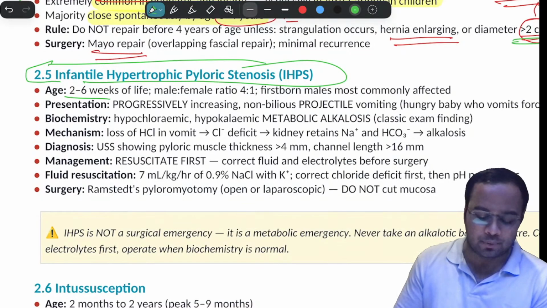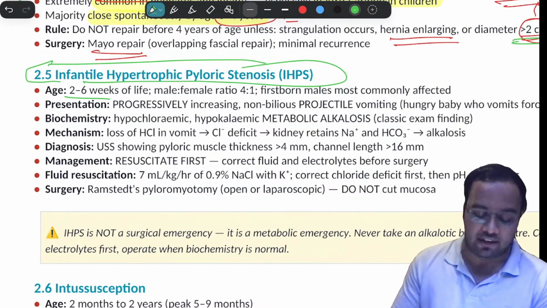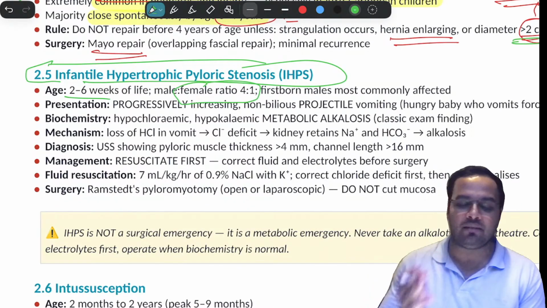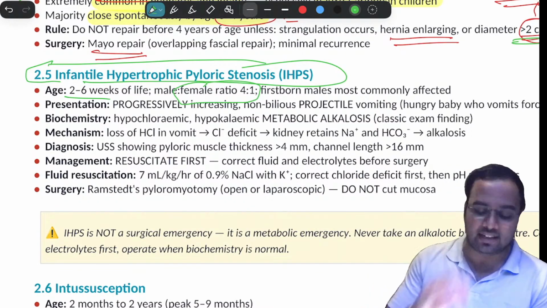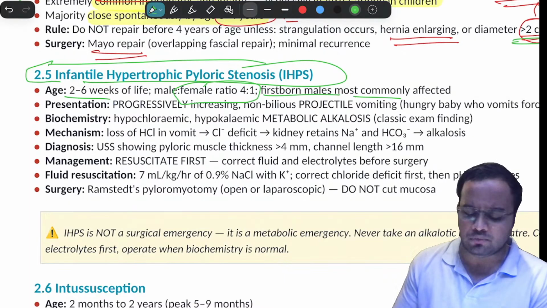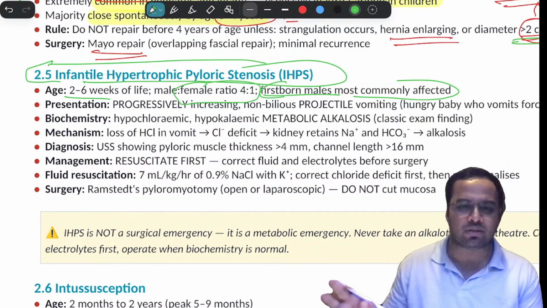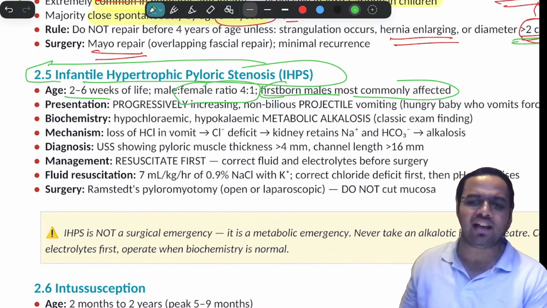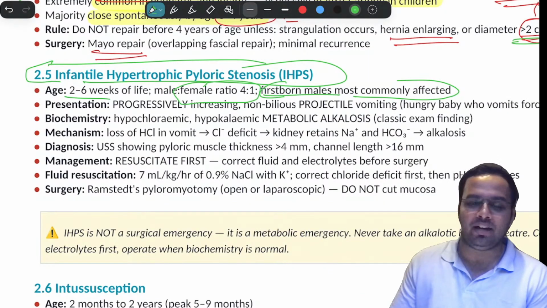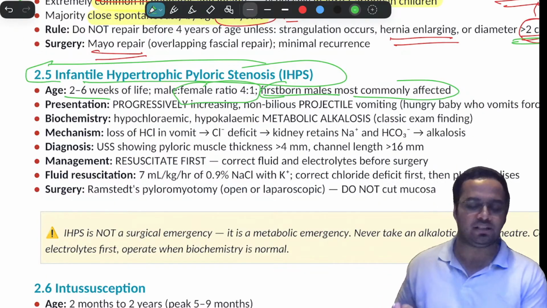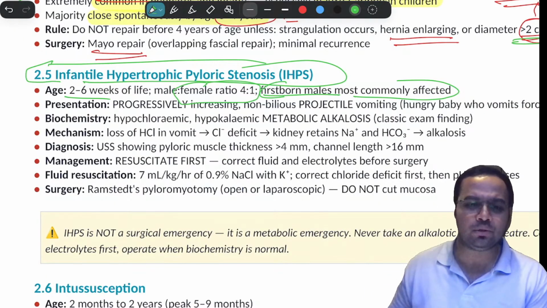So by 2 to 6 weeks of life, the child is going to start having the problem, and the male to female ratio is 4:1. Again, we saw that in inguinal hernia the male to female ratio was 5:1. Here the ratio is 4:1, and first born male children are affected. Typical statements for the NEET PG exams. This is how the question is always asked. Progressively developing vomiting in a male child who is the first born male child in the family, it is IHPS. Don't need to apply any logic to it, it is IHPS.